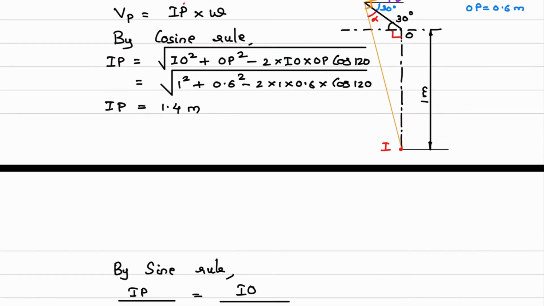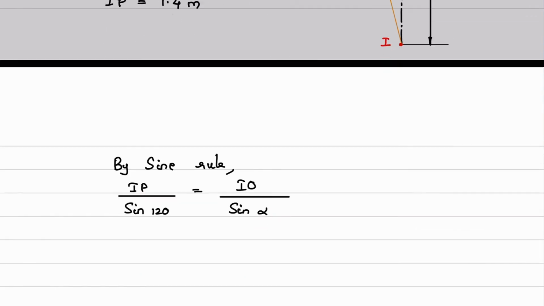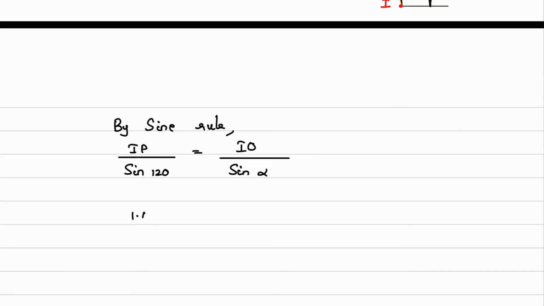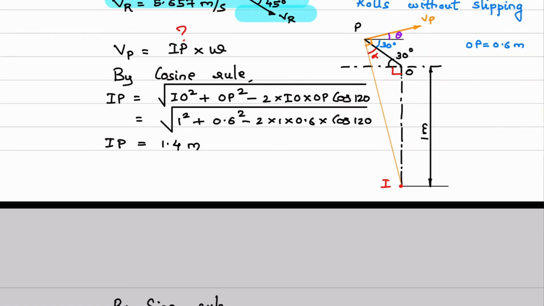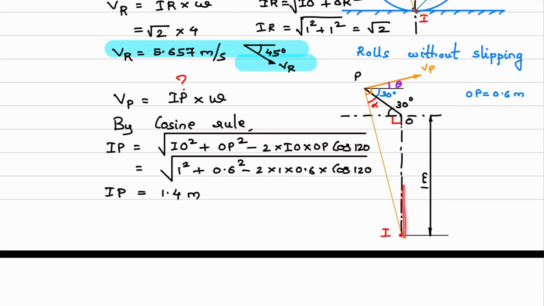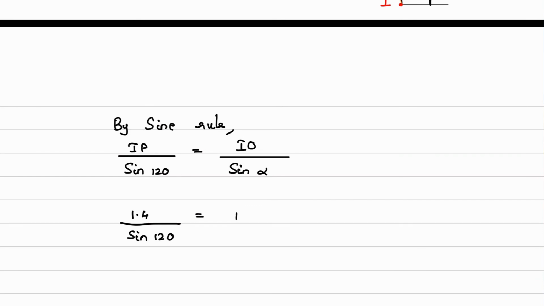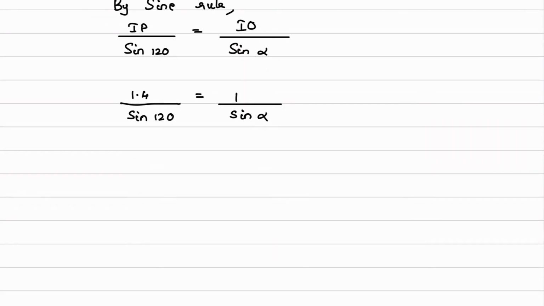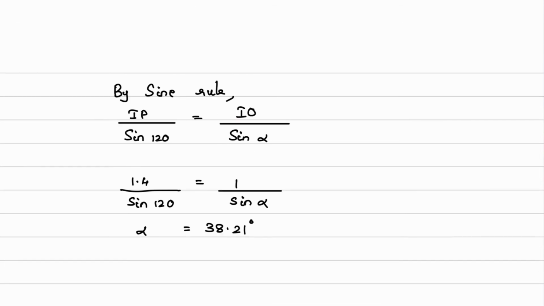IP value we have calculated, 1.4, upon sine 120 is equal to IO value, which is 1 meter, divided by sine alpha. So from here we can calculate angle alpha. Alpha is equal to 38.21 degree. Now observe the diagram again.